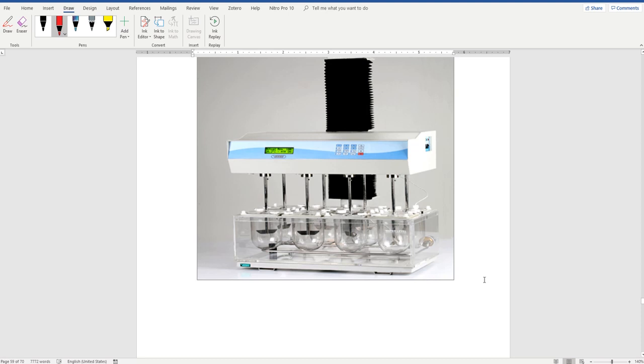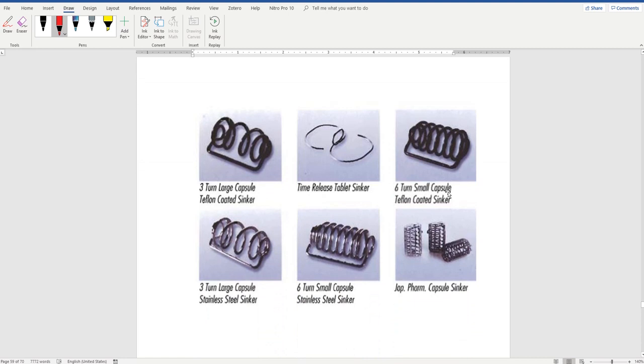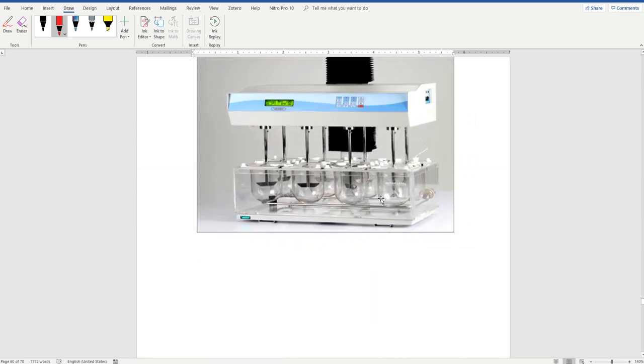Now, to solve this problem using the paddle apparatus, apparatus 2, they said that you can use a sinker. Look, you put your capsule or your tablet inside these pieces to make it heavy and to keep the capsule or the tablet at the bottom here.